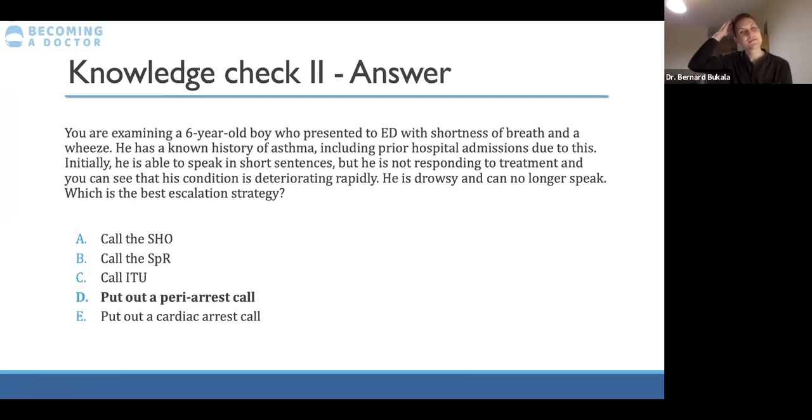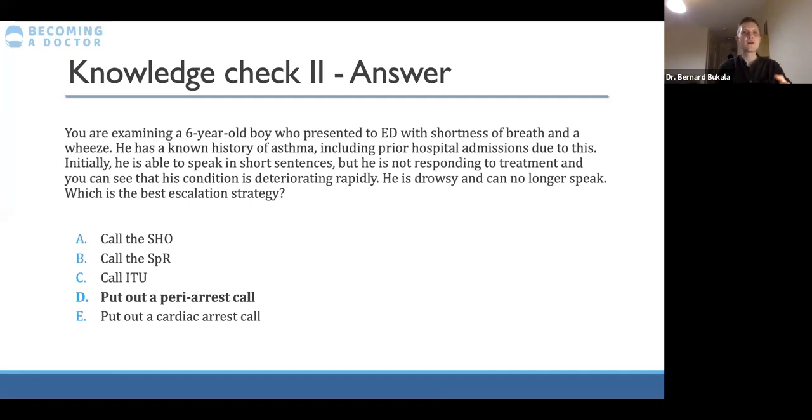Okay, so in terms of the right answer here, I really was going for a peri-arrest call. So let's go through them. Now, if somebody picked call ITU, if you want to put in the chat why you picked call ITU, I'd be really interested to hear. And in the meantime, I'm going to go through all the options.